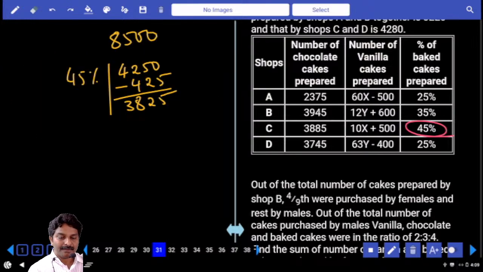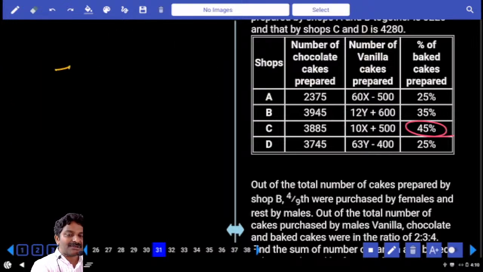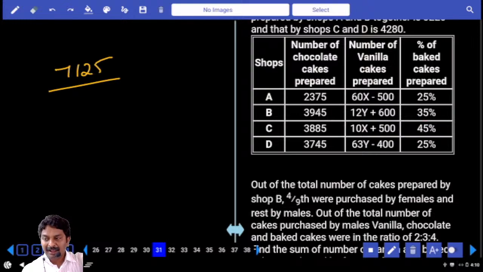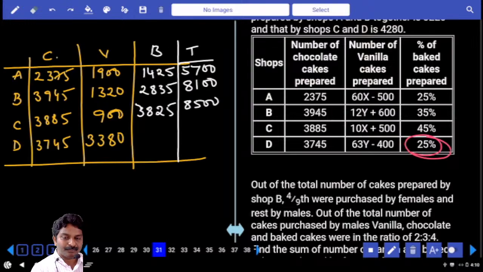Last one. Sum of these two numbers is 7125. 7125 is what percent? Already 25% is here, so this value is 75%. To get 25% we take 1/3 of it. 2375 is this number.